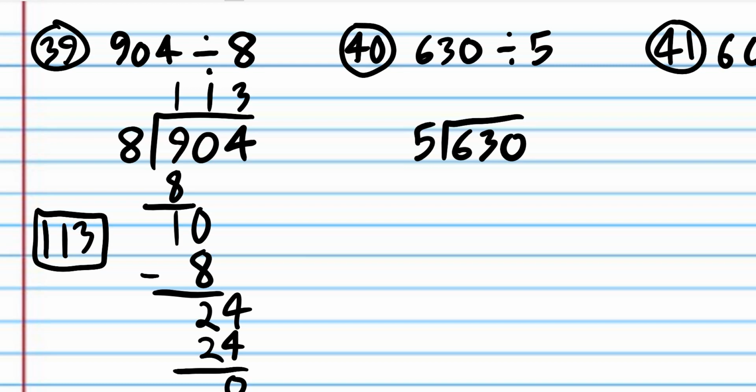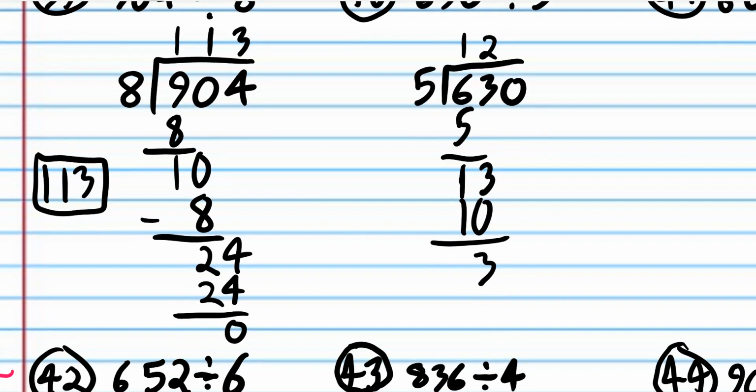All right, we're back. 5 goes into 6 one time. 1 times 5 is 5. 6 minus 5 is 1. And bring down the 3. 5 goes into 13 2 times. 2 times 5 is 10. 13 minus 10 is 3. Bring down the 0.